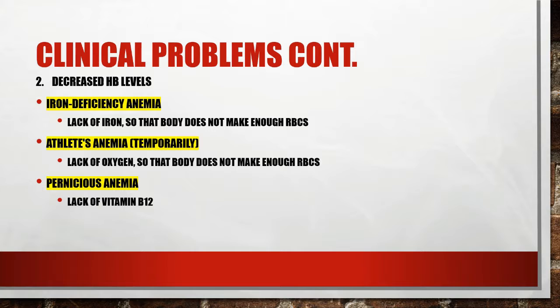The second cause is decreased hemoglobin levels. The first is iron deficiency anemia, which is the lack of iron so that the body does not make enough red blood cells. The second is athletic anemia, which is temporary, and that is the lack of oxygen so that the body does not make enough red blood cells. And the third is pernicious anemia, which is the lack of vitamin B12.